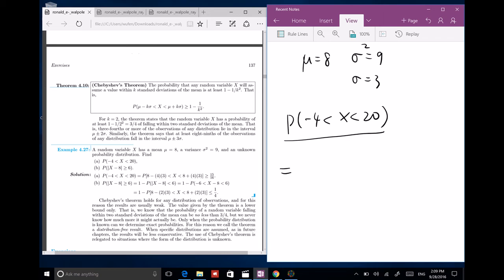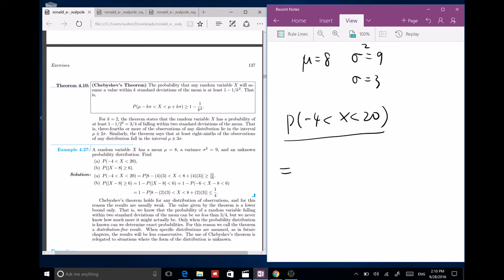So the probability is at least bigger than or equal to what? For example, if you give a negative infinity to positive infinity interval, the probability for sure is going to equal 1. If you give a big, large interval, you have a bigger probability.